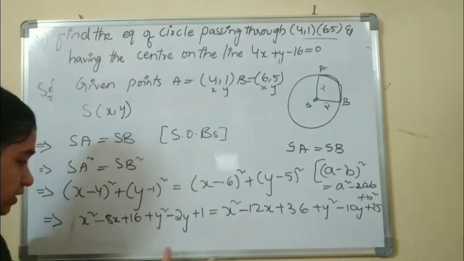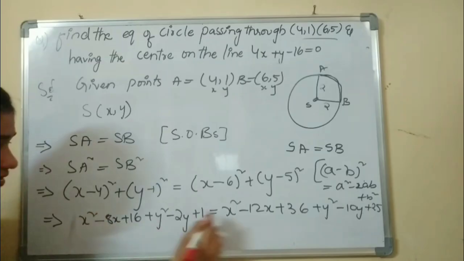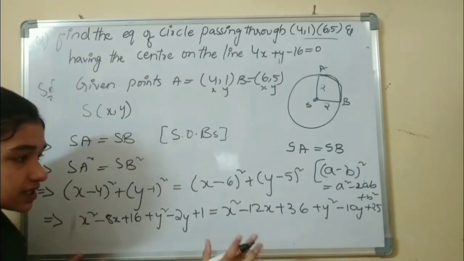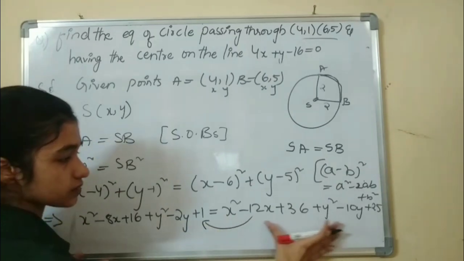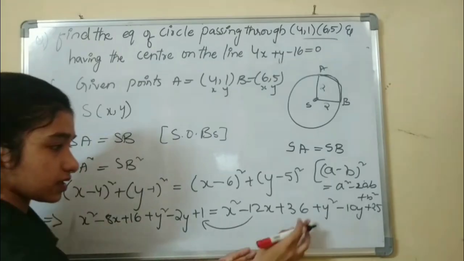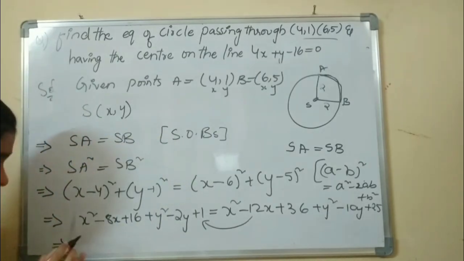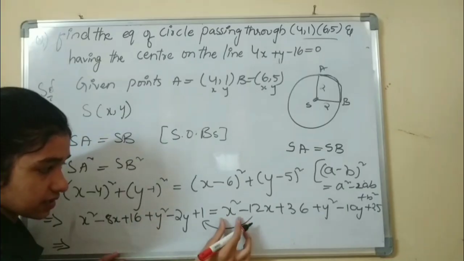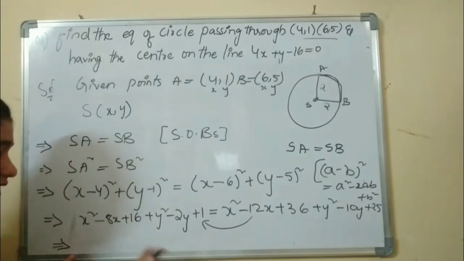Now simply we can do two things here. If we want, we can directly cancel x square and y square, but for clarification I'll bring all the variables to one side. Whenever you bring terms from one side of the equals sign to the other, we have to make sure about the signs, because if the numbers are positive here, they will be negative on the other side.